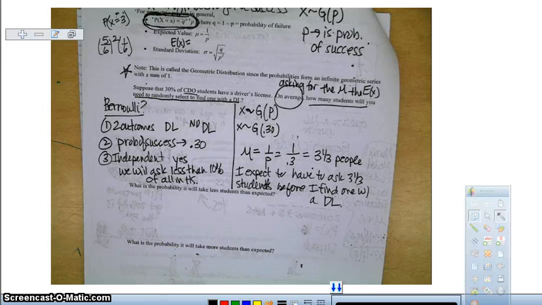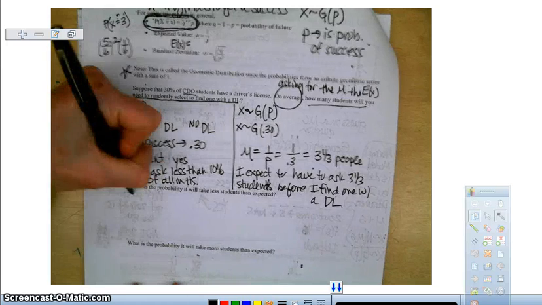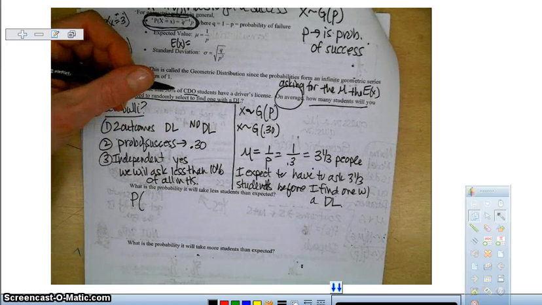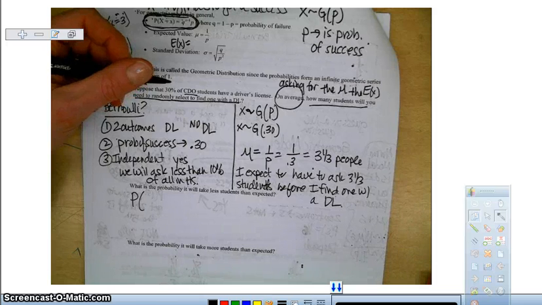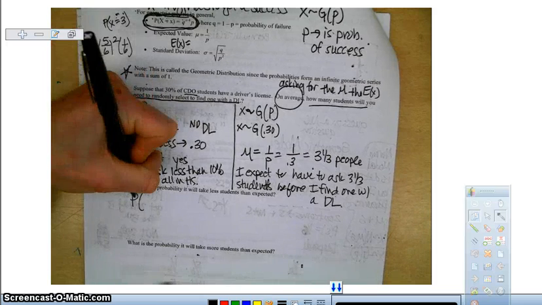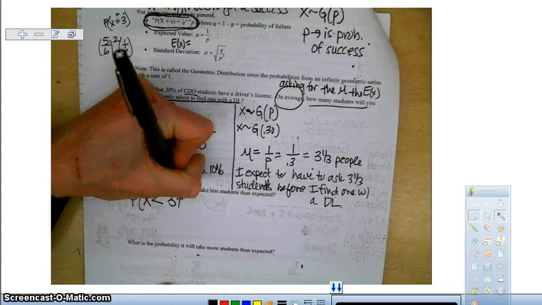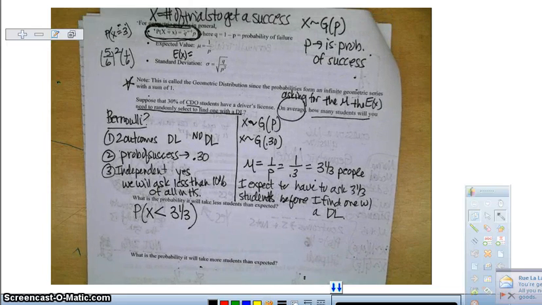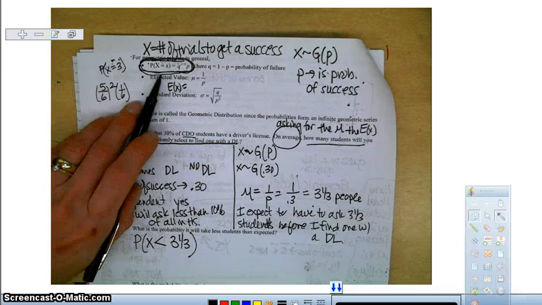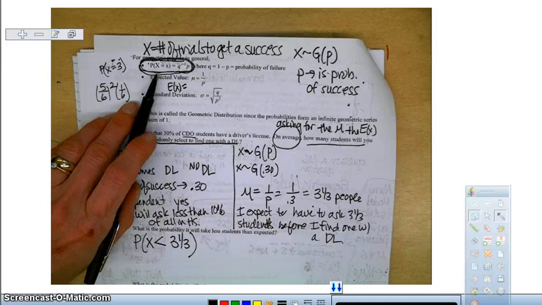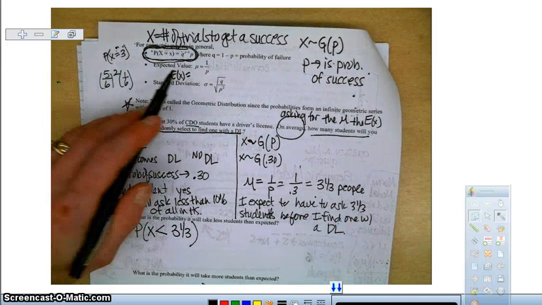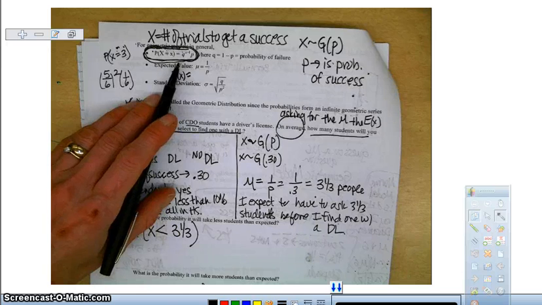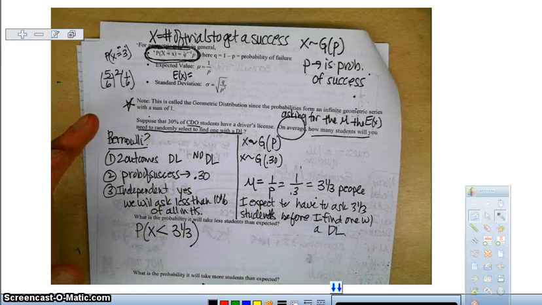All right, so now we want to know what is the probability that we'll take less students than expected. Well, how many students did I expect to ask? 3 1/3. So less than that would be the probability that X is less than 3 1/3. Now pay close attention to this because my formula, does my formula include a less than sign? Yes or no? No. So this is not something I can find by just using that formula one time. It's not that hard to figure out, but you have to do more than one probability.